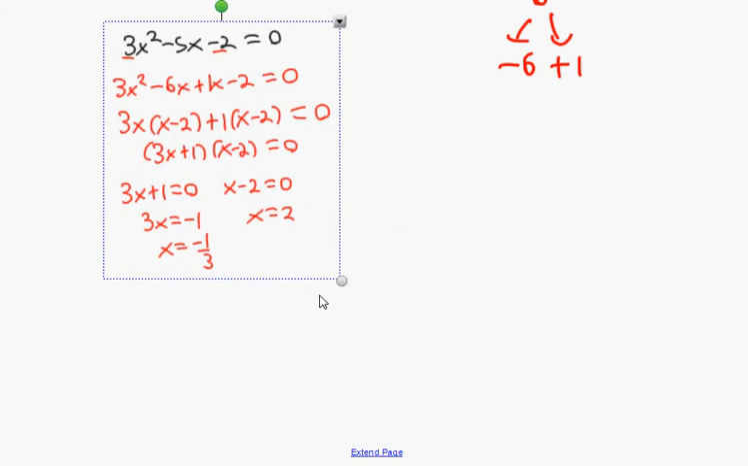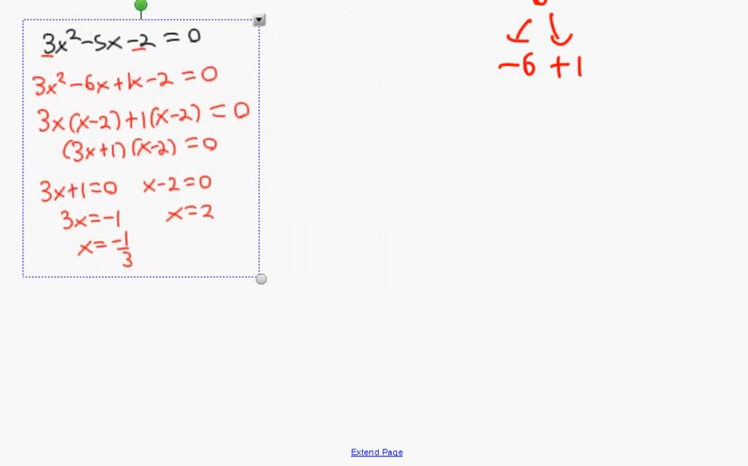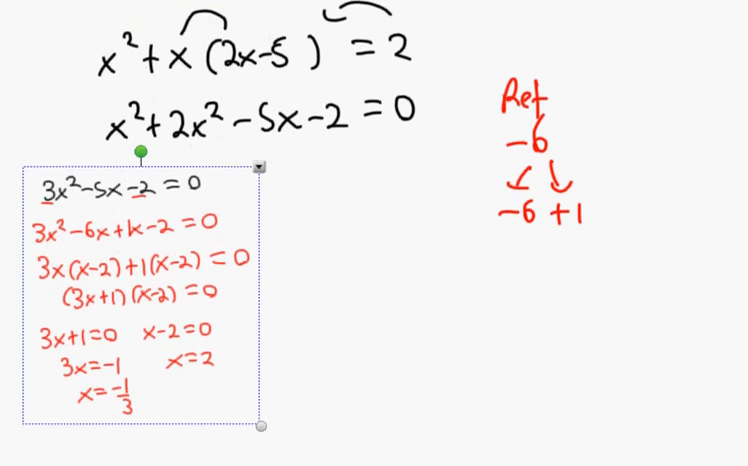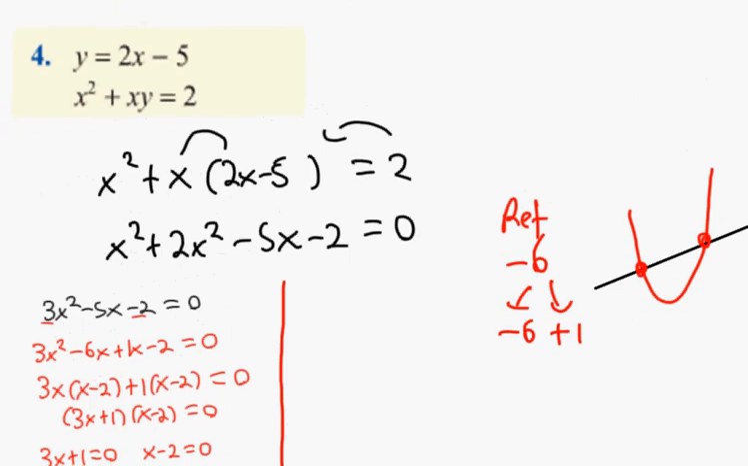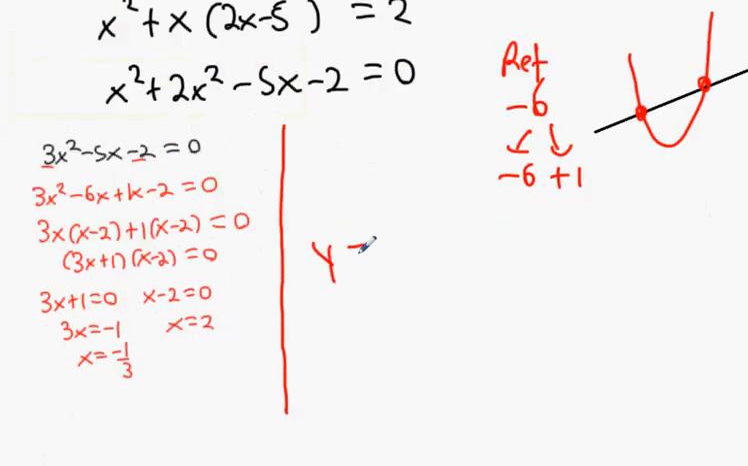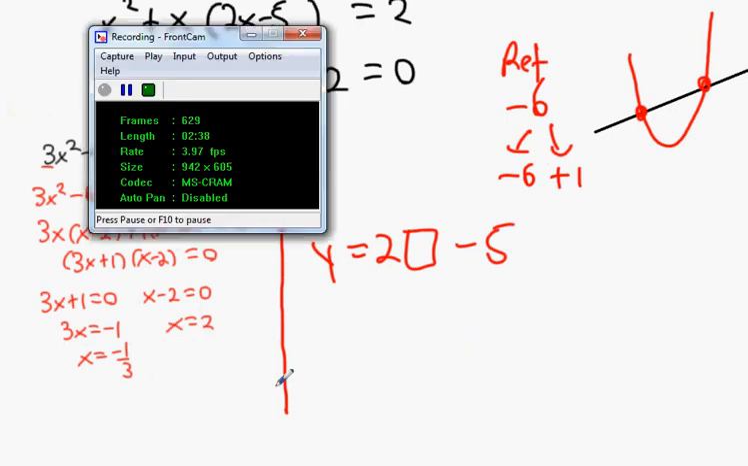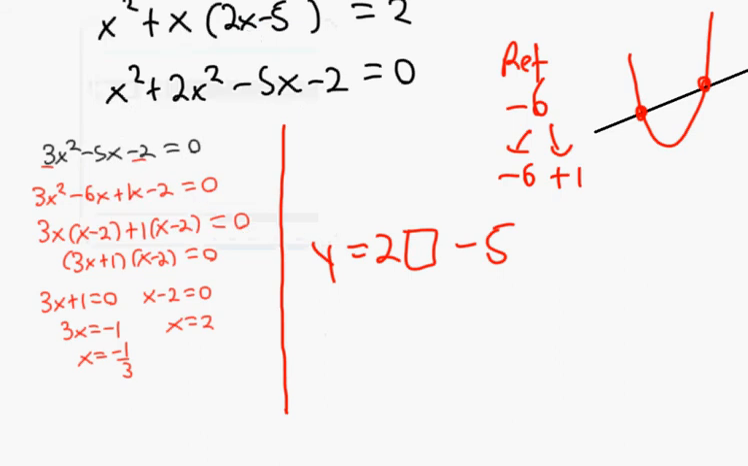Now, that's that there. Have I got full marks for this question? No. Please remember, it's a curve of some variety with a line, which means that we need two x values and two y values. So what do I have to find out next? Y equals 2x minus 5. Y is 2 times whatever x is, take away 5.